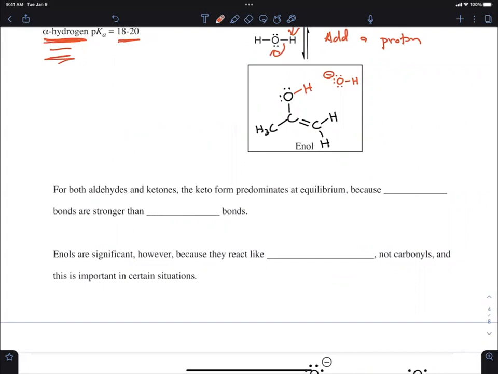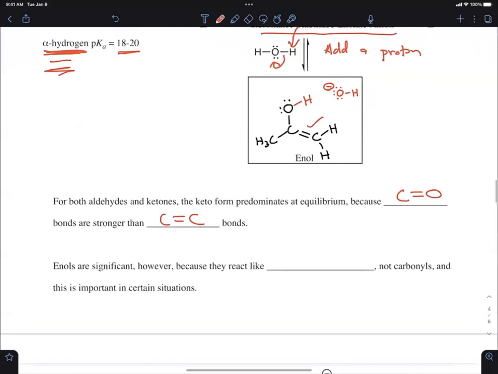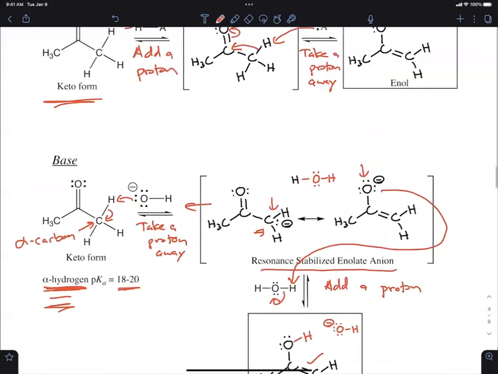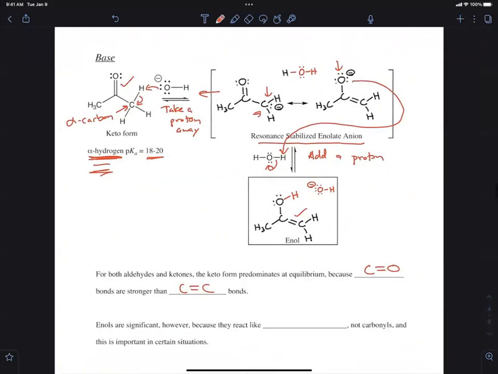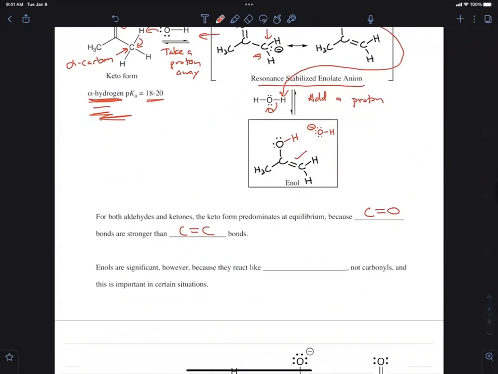The reason for both aldehydes and ketones that the keto form predominates is because the C double bond O is stronger than a C double bond C. In other words, the C double bond C is not as strong as a C double bond O. Given the difference in bond strengths, the keto form is going to predominate.